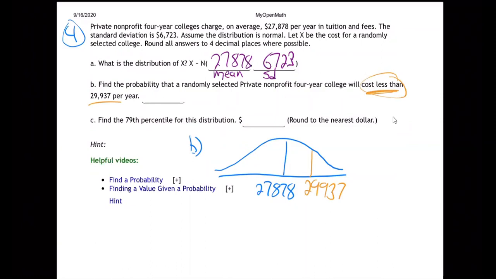So how do you do less than? Less than goes this way, doesn't it? That's the direction for less than 29,937. So there's our chunk of shading. Everybody seeing that? The crucial issue on all these problems is you draw the bell curve, the normal curve, and show the shading that they're talking about. That's the piece of shading they want me to find the area for.